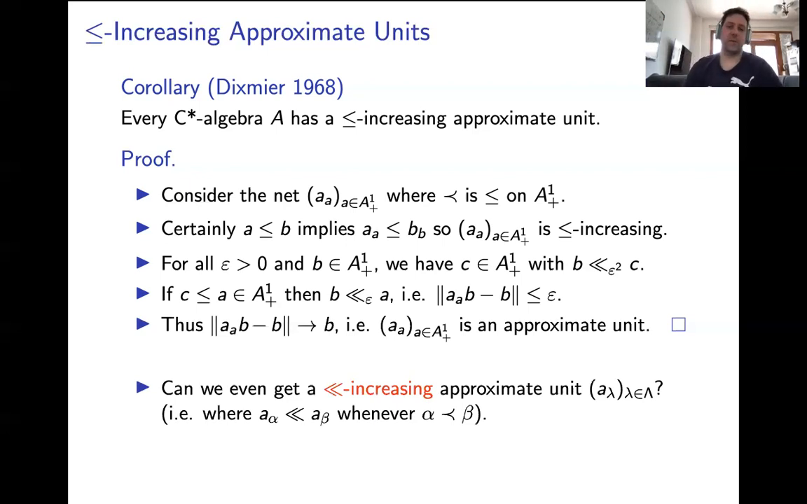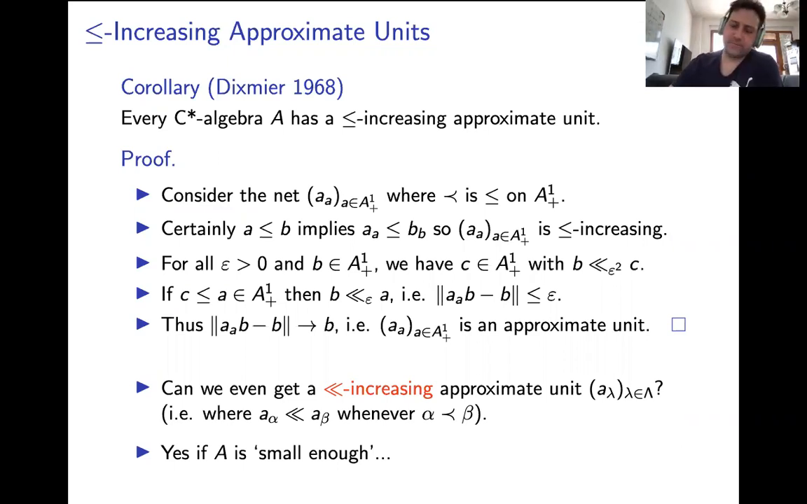Next question is, what about strictly increasing approximate units? Strictly in the sense that it's increasing with respect to this much stronger domination relation. We couldn't prove directedness with respect to this, but maybe we can still get an approximate unit which is on the nose increasing with respect to domination. And the answer is, well, yes and no. It is true if A is small enough in some sense.